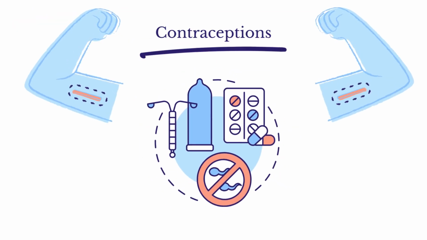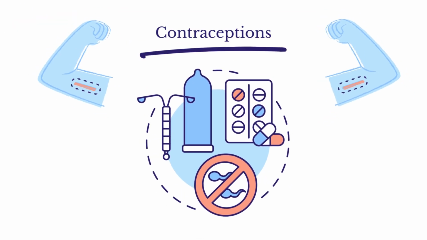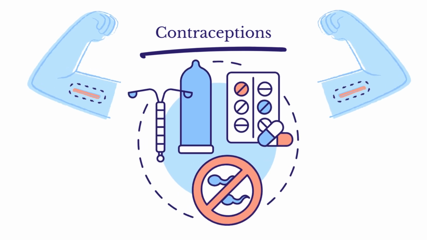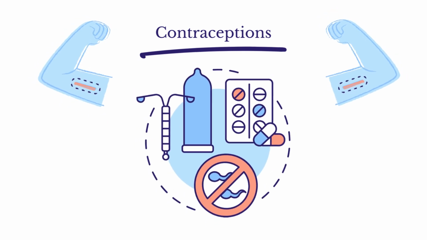In this video, we'll cover the main forms of contraception. The word itself means against conception, but the way each type achieves this is different.